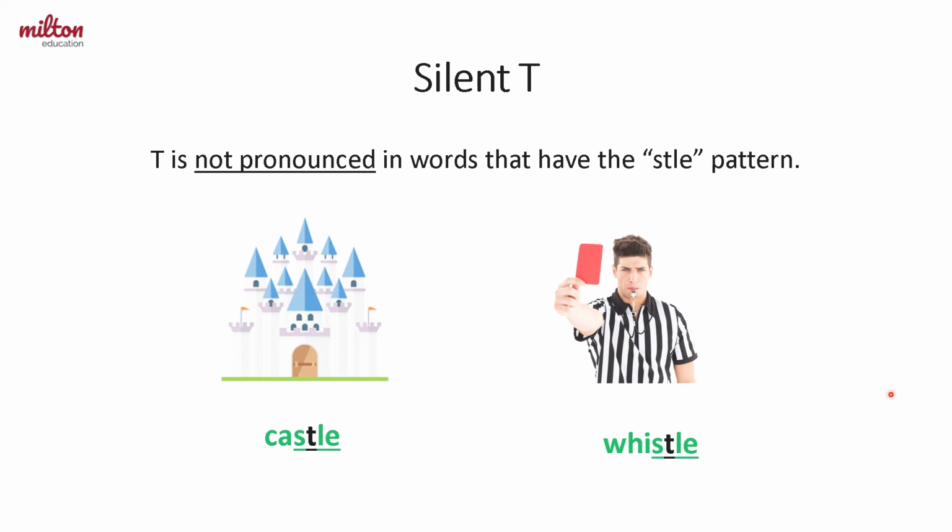That's a pattern rule. Some of the other words that we've looked at also have patterns, like the K being silent before an N. As you learn new words with silent letters, try to associate them with other words that you know that also have silent letters, and that will help you to learn how to pronounce words more easily.